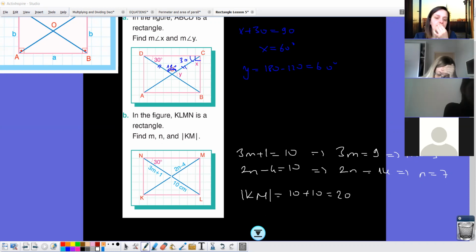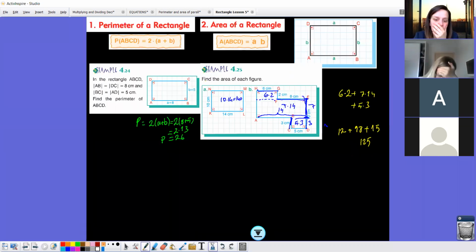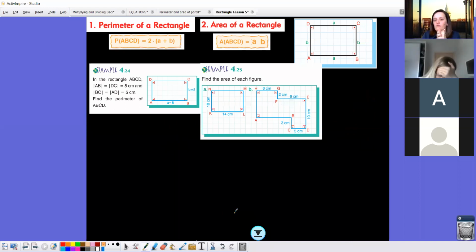Yusuf is not. Okay. Now let's see some other questions about rectangles. I think that you know the area and the perimeter of a rectangle. As you see, perimeter is the same as the parallelogram, 2 times a plus b, and area is a times b. We call this one the length of the rectangle, and this one is the width of the rectangle. A times b will give you the area.